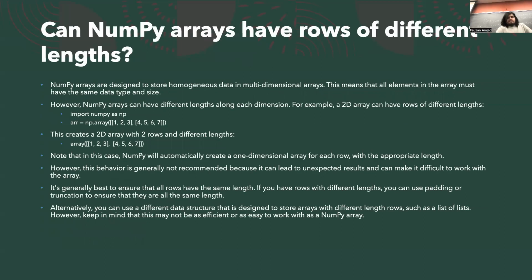Can NumPy arrays have rows of different lengths? Yes, they can, but it's not ideal because when you're writing a program, you might mess up and have the rows shifted. So it's better to have the same rows and columns, the same length. But if your program is adjusted to handle that, it's not going to give you an error.